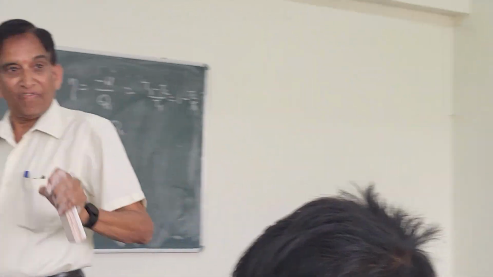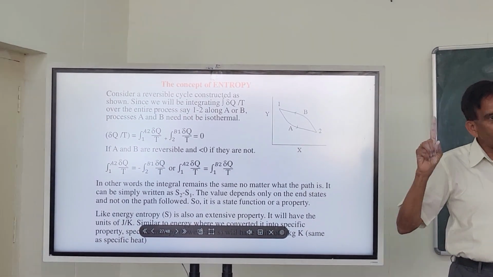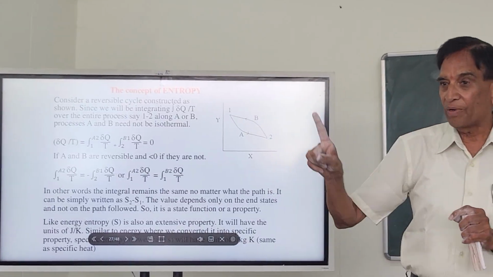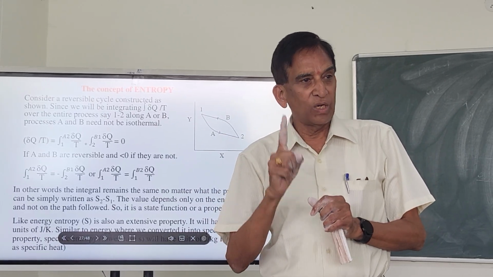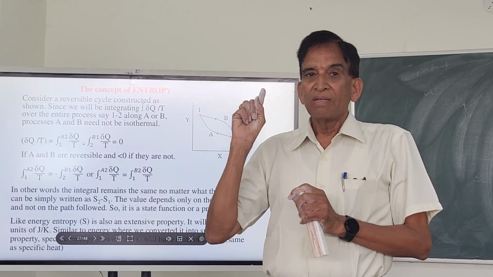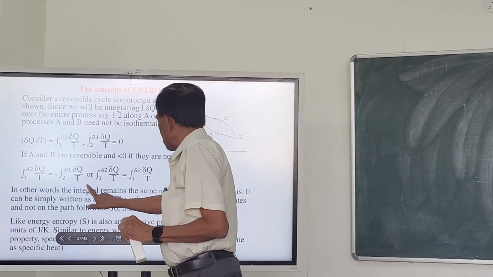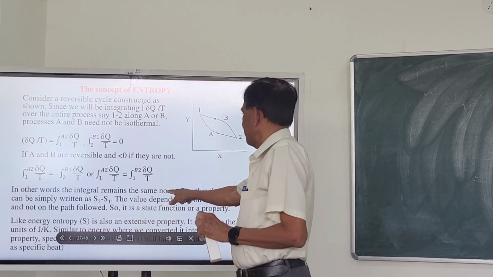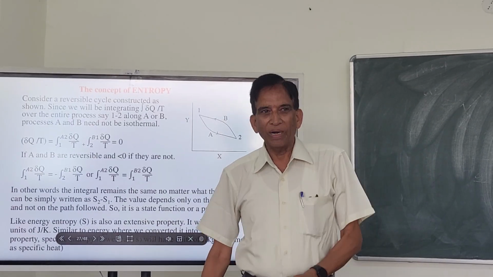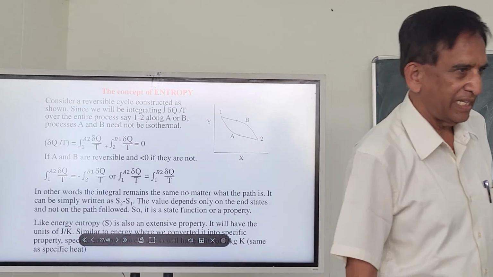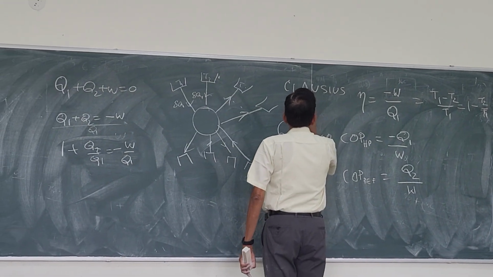This is what is called a state function. Whatever depends upon the path, we call it a path function. So in thermodynamics, work and heat are path functions, and all the others, pressure, volume, internal energy, temperature, they are all state functions. In other words, the integral remains the same for any path. So we simply ignore the path, and that property is called entropy. E-N-T-R-O-P-Y. That's why I want to give this concept of entropy.